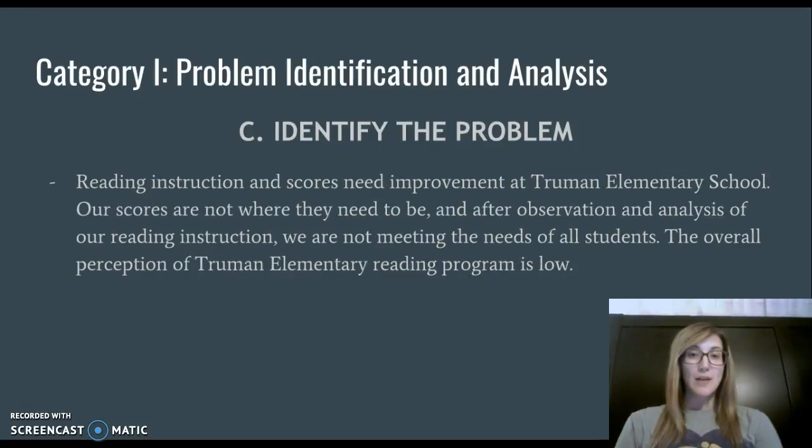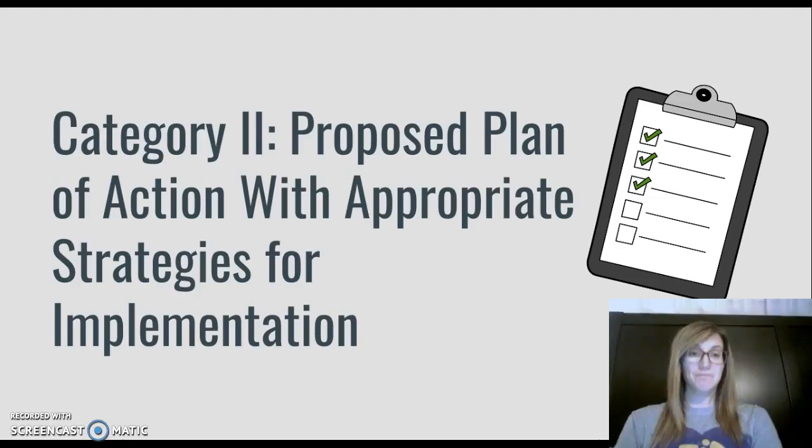So overall, identifying the problem, reading instruction and scores need improvement at Truman Elementary School. Our scores are not where they need to be, and after thoughtful consideration from our reading specialist and myself and analysis of our reading instruction, we are not meeting the needs of all of our students. The overall perception of Truman Elementary and our reading program is low from the parents and the PTO organization, and quite frankly from myself also. So there are definitely changes that need to be made.